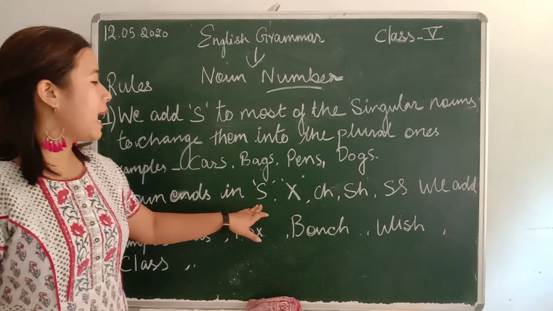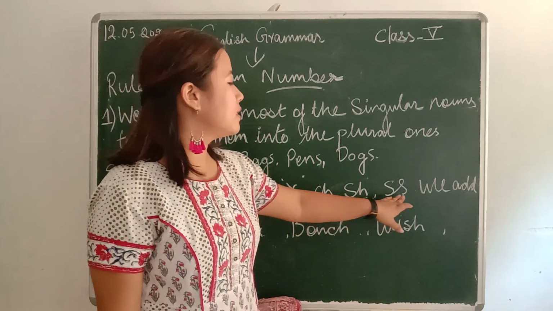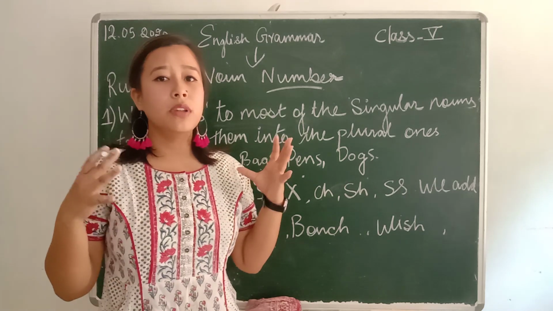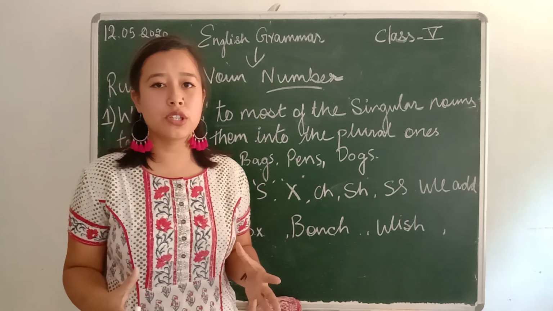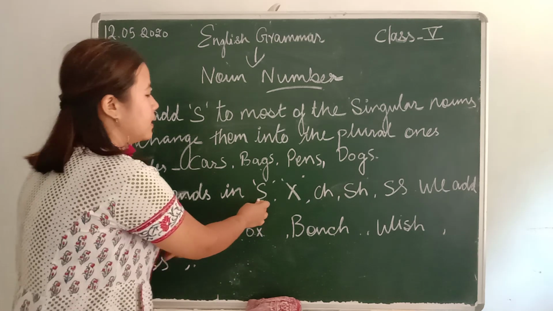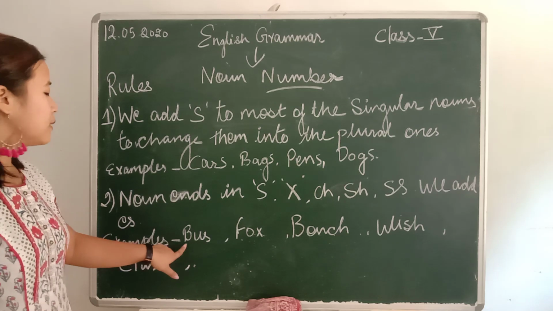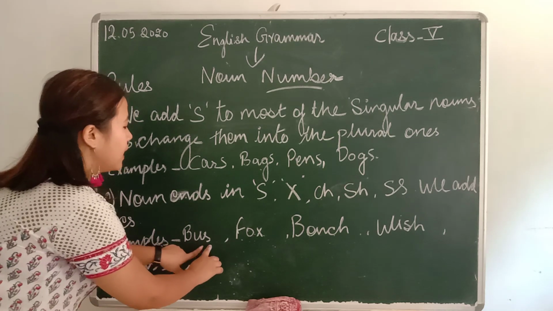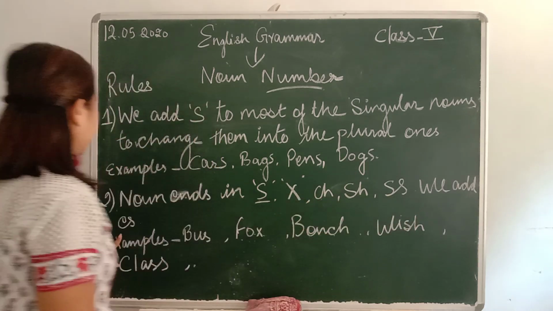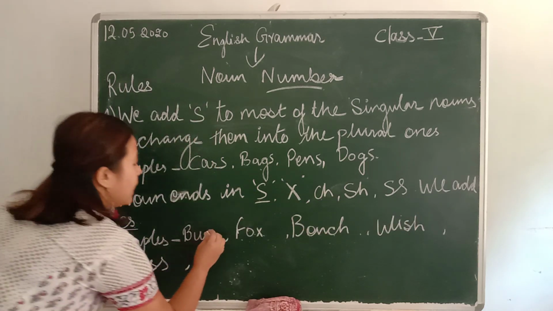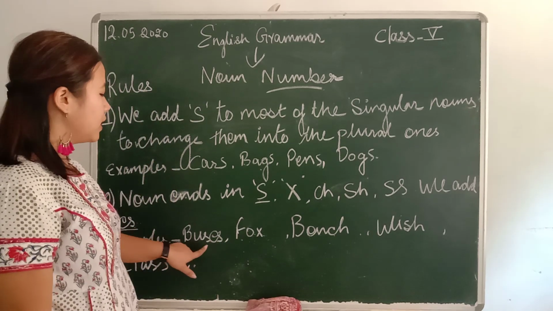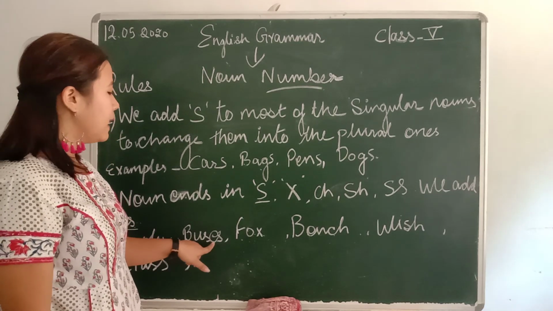Nouns that end in s, x, ch, sh, ss, we add es. So there are a number of words in English, right? So we see words that end with s. So a word that ends with s is bus. If the word ends with s, then what we put, we add es. So we have to put es in this word to change this singular form into plural.